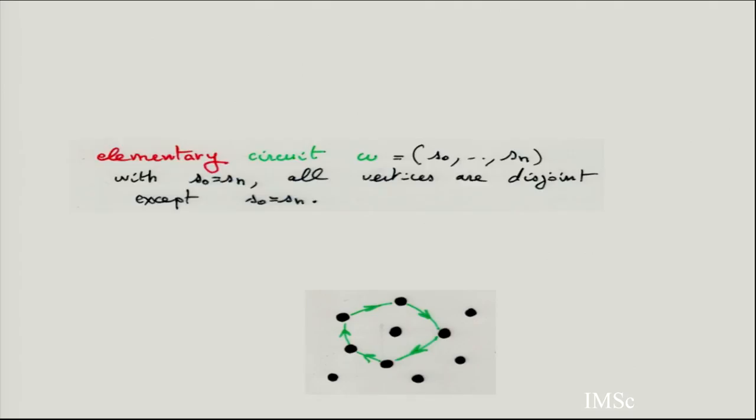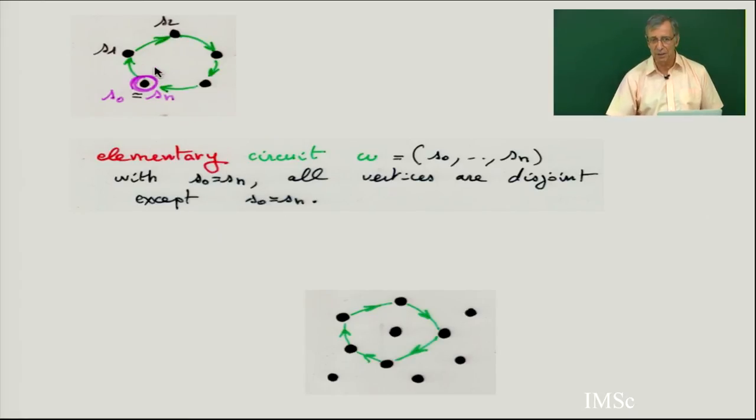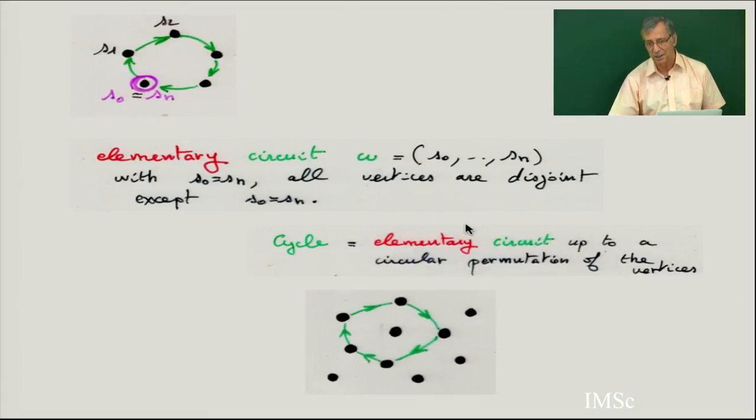What is a cycle? In graph theory, you have an elementary circuit. A circuit is a path, a sequence of points going back to the origin. Elementary circuit means that all the vertices are distinct. So this is an elementary circuit starting at S0 and ending in Sn, and I call a cycle an elementary circuit up to a circular permutation of the vertices. This is the cycle which appears when you look at a permutation as a decomposition in cycle notation.